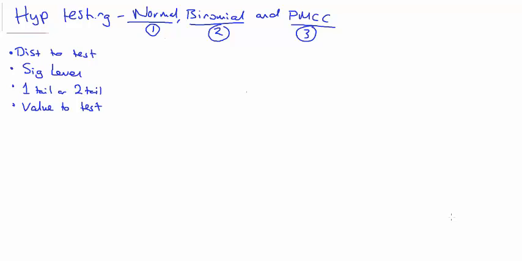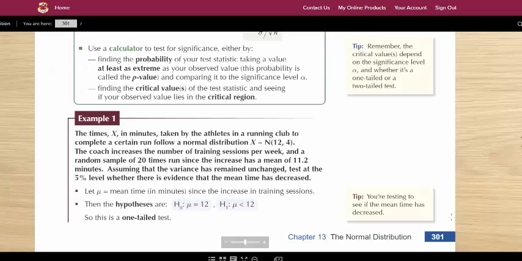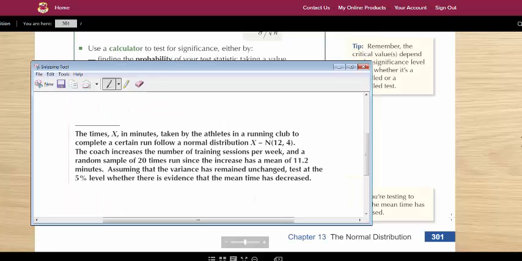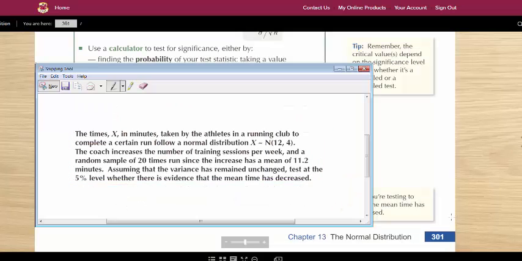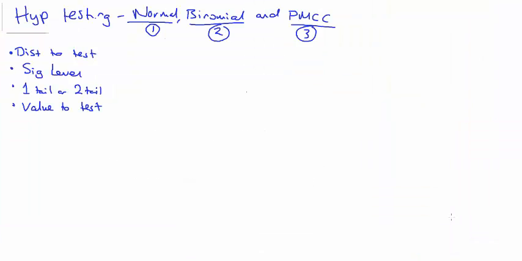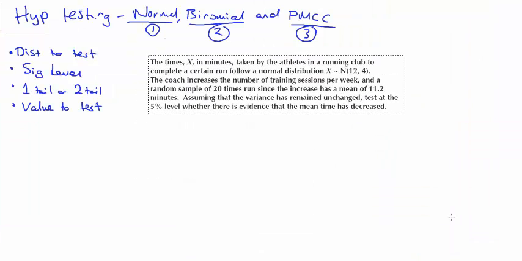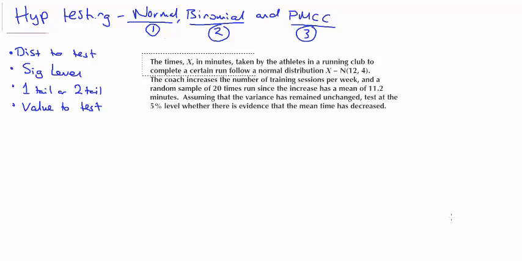So hypothesis testing is, first let's bring up a question. I'm just going to start off with picking a normal distribution one. Once you get the hang of it, it's all the same. Have a read of that. This is your typical type of question. The time X minutes taken by athletes in a running club to complete a certain run follows a normal distribution.